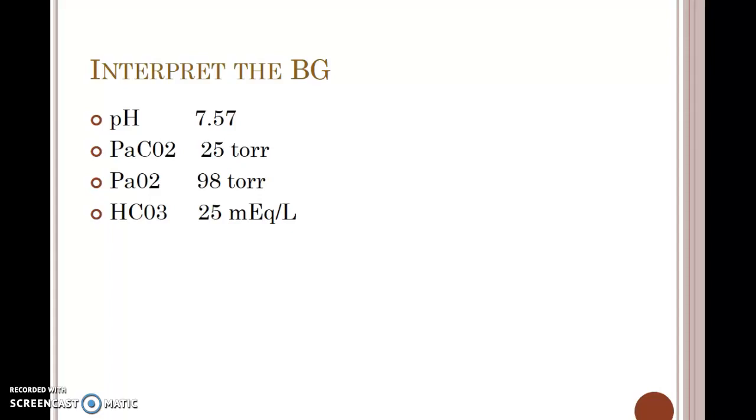So this blood gas is an uncompensated respiratory alkalosis. The PaCO2 is low, which is causing your pH to be a little bit high. So for this patient, if they were on a ventilator, I would suggest either decreasing their respiratory rate or decreasing their tidal volume to try to bring that PaCO2 and pH back into normal levels.